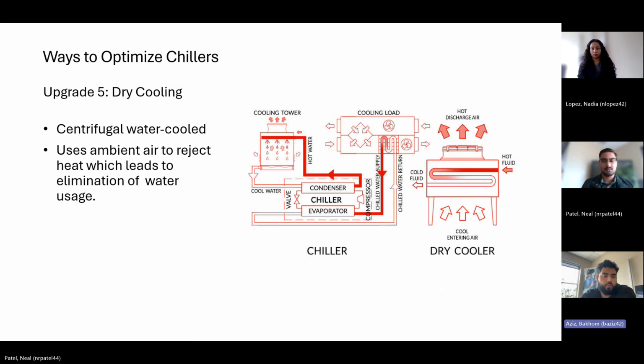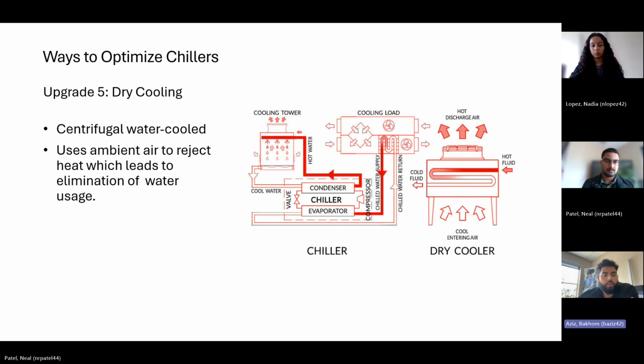So the fifth case study that we did was dry cooling. Basically, dry cooling uses ambient air to reject heat from a fluid process rather than using water for cooling. It's usually a heat exchanger where water or glycol flows through the tubes and the air is drawn over these tubes to remove heat.